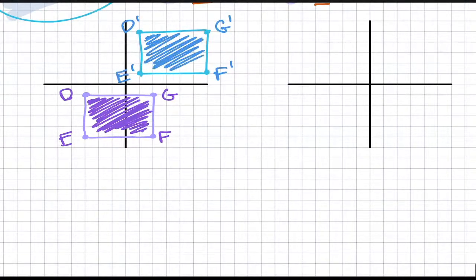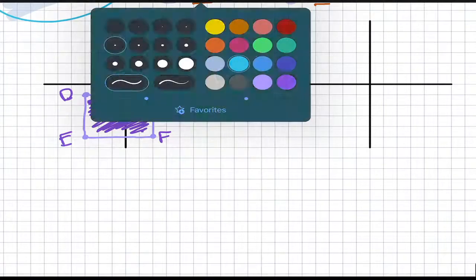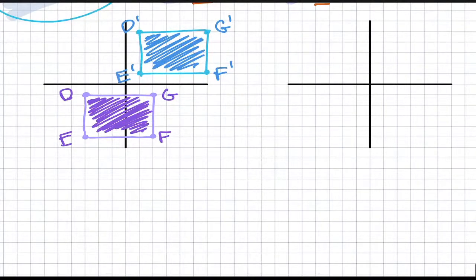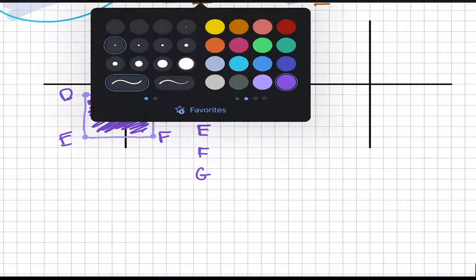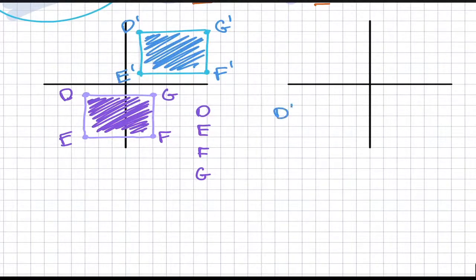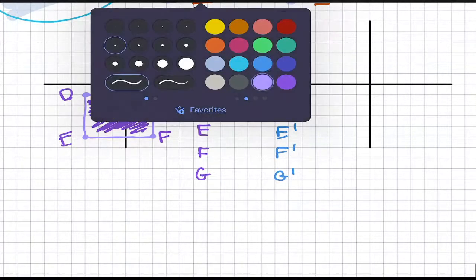Pause it, work that out. Remember that what you're doing is labeling your points. I recommend you come out here to the side, write your D, E, F, G, and then write your D prime, E prime, F prime, G prime. Work that out first.